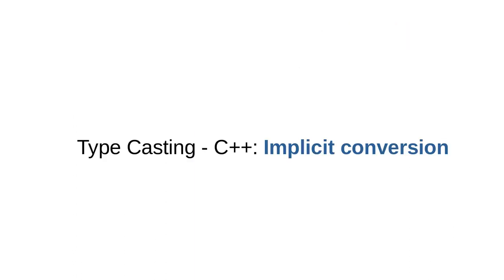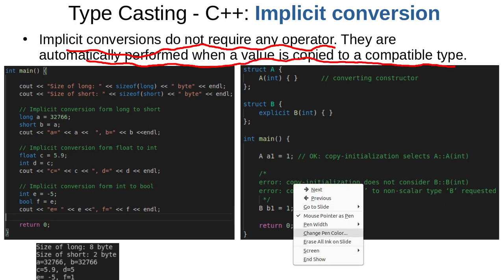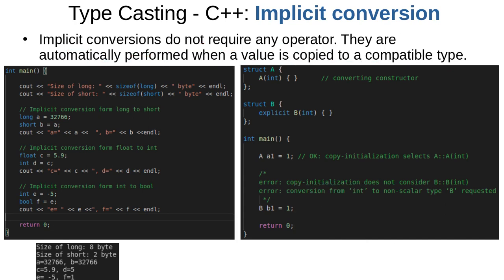The first type of casting is implicit conversion. Implicit conversions do not require any operator. They are automatically performed when a value is copied to a compatible type. So here we have an example of implicit conversion inside this main function. In this line we declare a variable a of type long integer and we assign it a value.